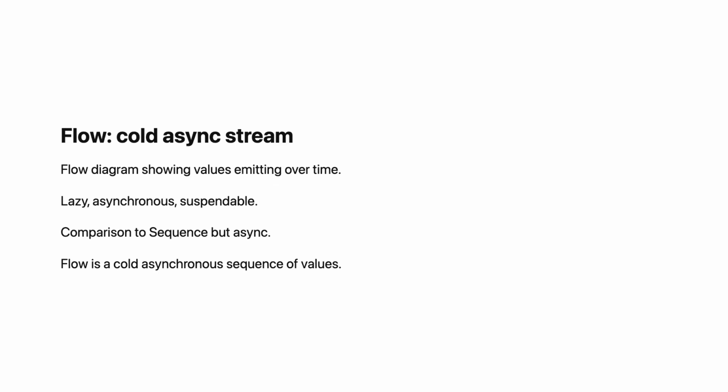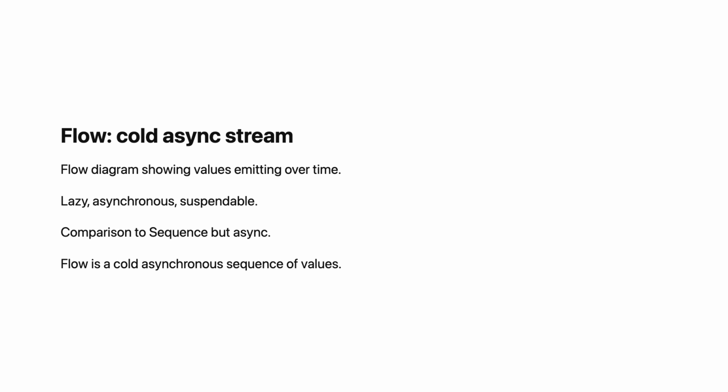Flow is cold. It does not do anything until you collect it. Each collector gets its own stream of values. Think of flow as an asynchronous sequence. Like sequence, it is lazy. Unlike sequence, it can suspend. Flow works with coroutines. Emissions can suspend. Collection can suspend. Everything is non-blocking.